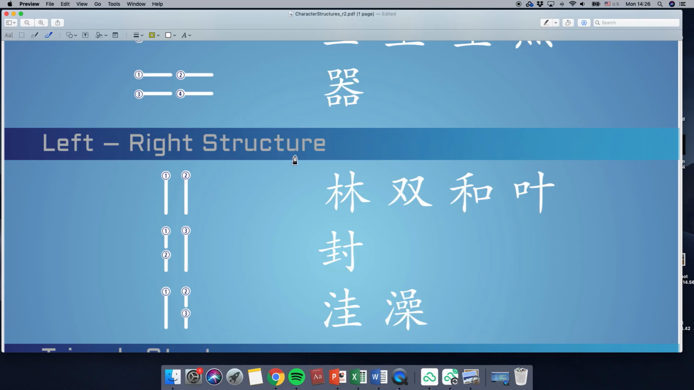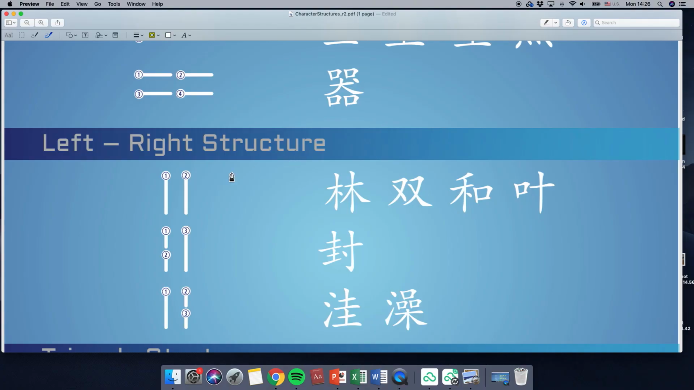Left to right structure. Think of it as a duplex house. You place two components together side by side to form a left and right structure. Left, right. Let's dissect some examples. Left, right. So according to the stroke order rule, you always write from left and then move on to the right component.